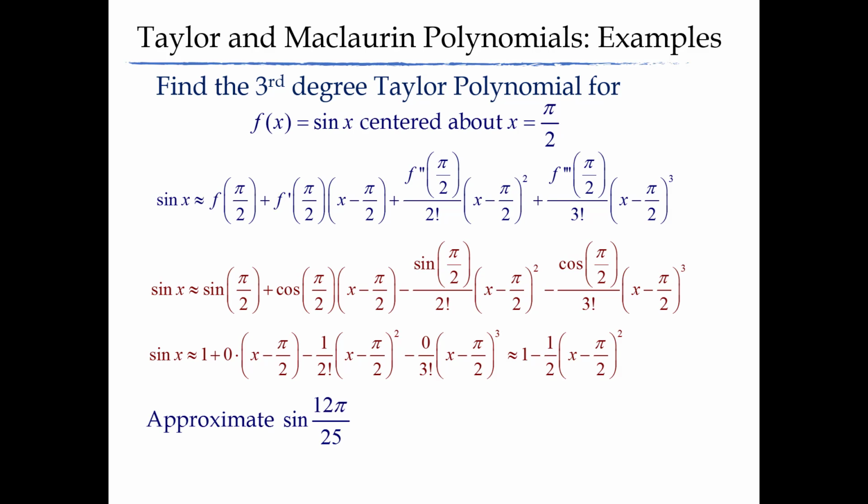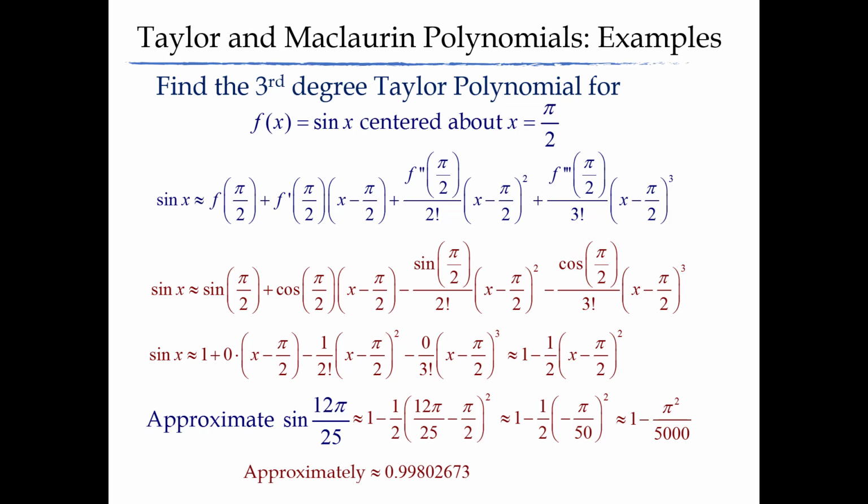So we're going to use this to approximate sine of 12 pi over 25. And if we do so, we're just going to substitute in 12 pi over 25 into this polynomial. And it's going to give us 1 minus pi squared over 5,000, or approximately 0.9980263. And the actual value of this, if we were to evaluate this with a higher degree polynomial, we will see that it's going to be 0.9980268, and it's only off by these last two digits here, and so the first 6 digits are accurate.